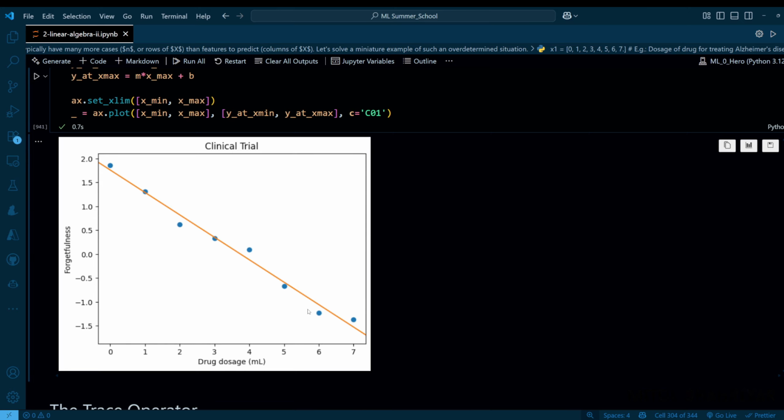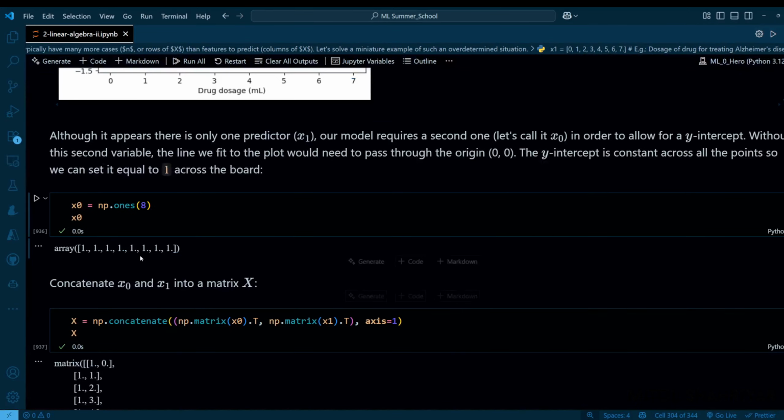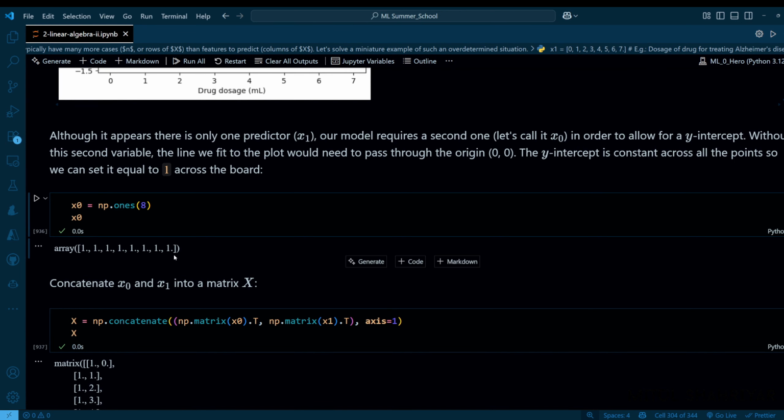But how we got the line, I will explain. First of all, we created a row matrix which has all ones, all the values as 1. There is a function called ones which you can use to have all the values as 1. How many values? 8 ones. Okay, no problem.